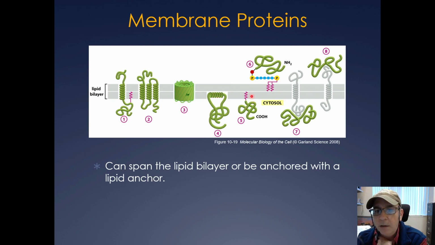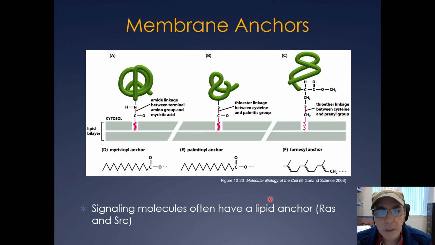You can then also have lipid anchors either on the cytosolic side or the cytoplasmic side. We'll look at a couple of these. Certain G proteins will have a lipid anchor, and then proteins on the outside can have this thing called a GPI anchor. And then you can get peripherally associated membrane proteins that are associated with an integral membrane protein, and it can either be on the cytosolic side or on the outside of the cell. Here are some examples of lipid anchors that can happen.